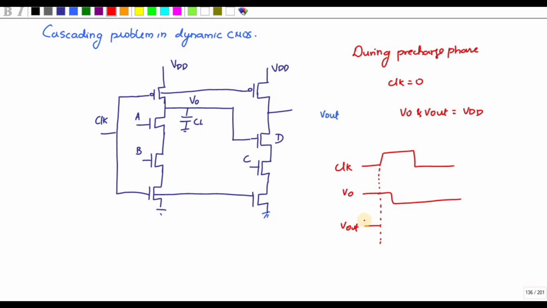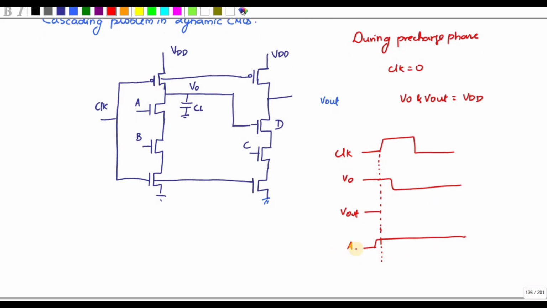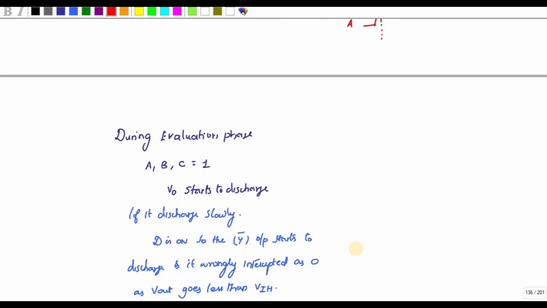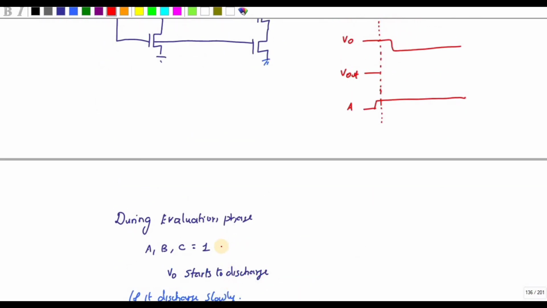So let me assume that IN is making a transition from 0 to 1 on the rising edge of the clock. So this will make my V naught go to 0, right? And since this is 0, D becomes turned off, and V out should be 1, right? So since A is making a 0 to 1 transition, V out has to be 1, right? So let me assume during the evaluation phase, ABC is 1.